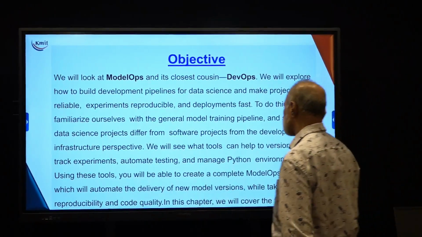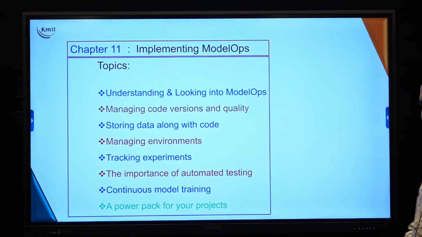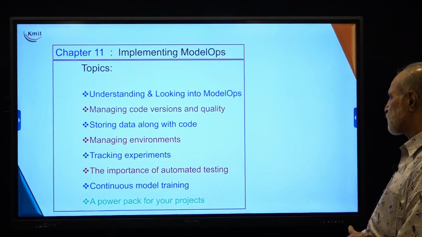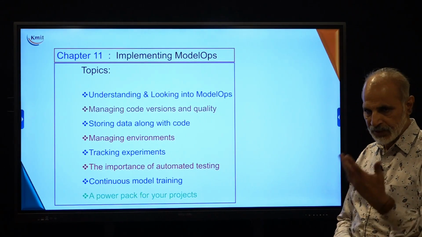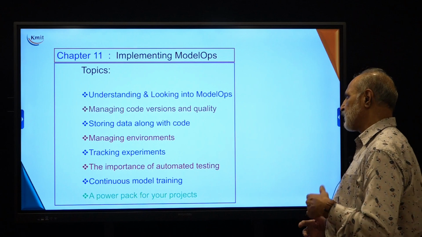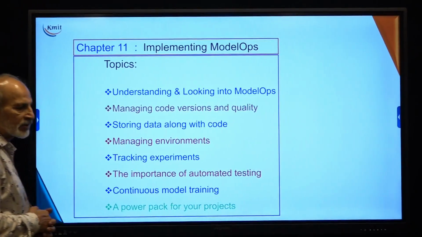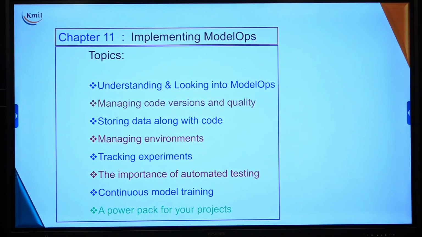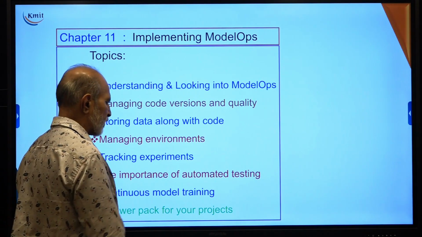So we'll cover the following topics. Number one, understanding and looking into model operations, or model OPS in short, which is very popular. Next point is managing code versions. When we are developing the code, tomorrow I enhance my code, so the version has to be enhanced. So managing the code version and the quality of the code. Storing data along with the code, very important, and then managing the entire environment. Tracking experiments, importance of automated testing and continuous model training and a power pack for our project. So these are the topics which we are going to cover.